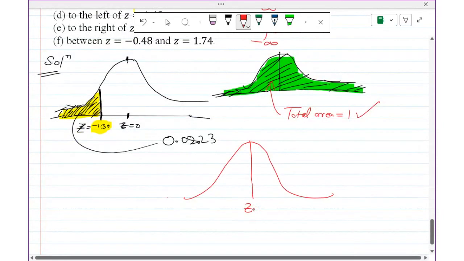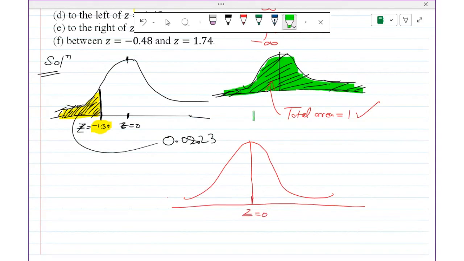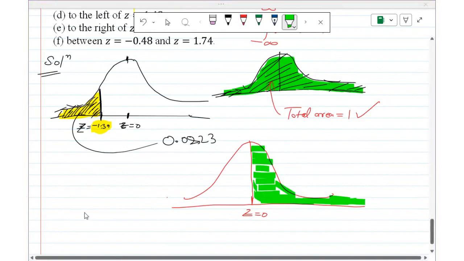So the center is z equal to 0. If this is the center, then how much area will be there on the right side of this? The full right side area, how much will this be? Let me see, is there anyone who can tell? Yes, exactly 1. Always 1.